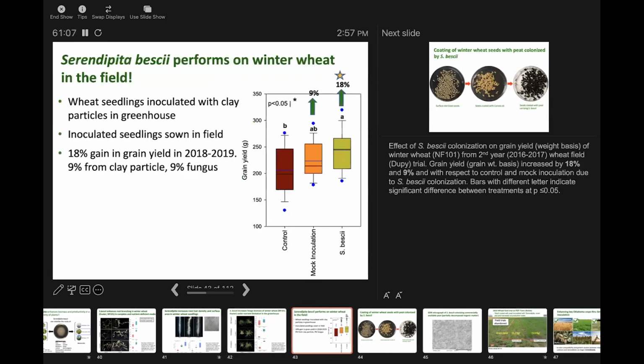And in fact, we've been able to put winter wheat in the field and generated an 18% gain in wheat grain yield. 18%. I don't know a breeder who could give you that. Okay, now, interestingly, these are just the particles. Okay, this is particles with the fungus. Just the particles give you a bump of 9%. But if you have the particles inoculated with the fungus, you get a total another 9%.